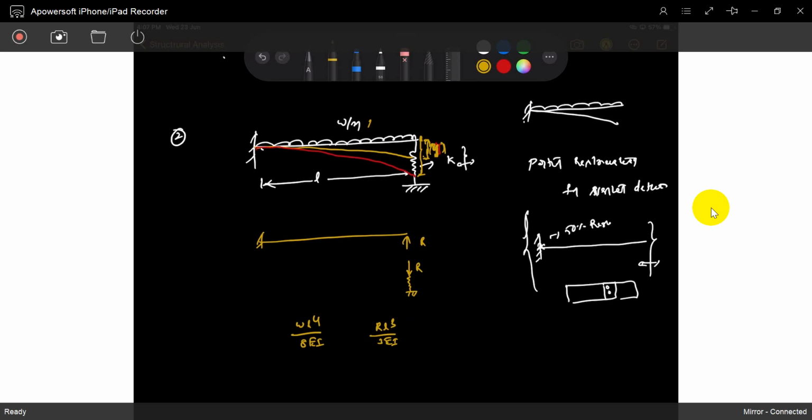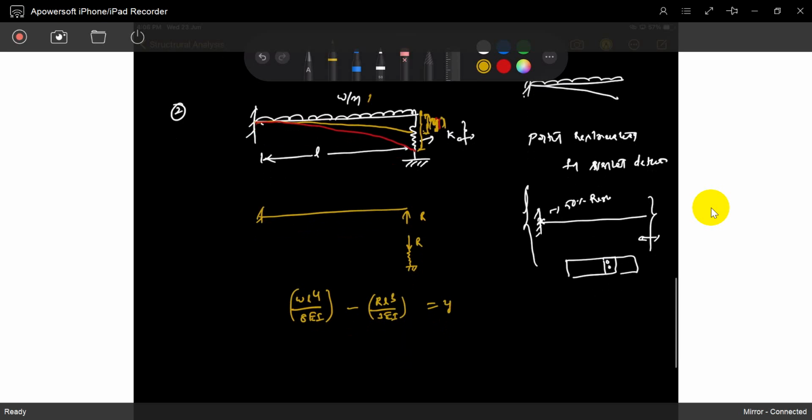So this is the total deflection without support, by the reaction RL cube by 3EI. But it is not going to be exactly equal because the support allows some deflection. What is that deflection? That is Y. The difference between those two is Y. Clarity? So that is a partial restraint of vertical deflection.